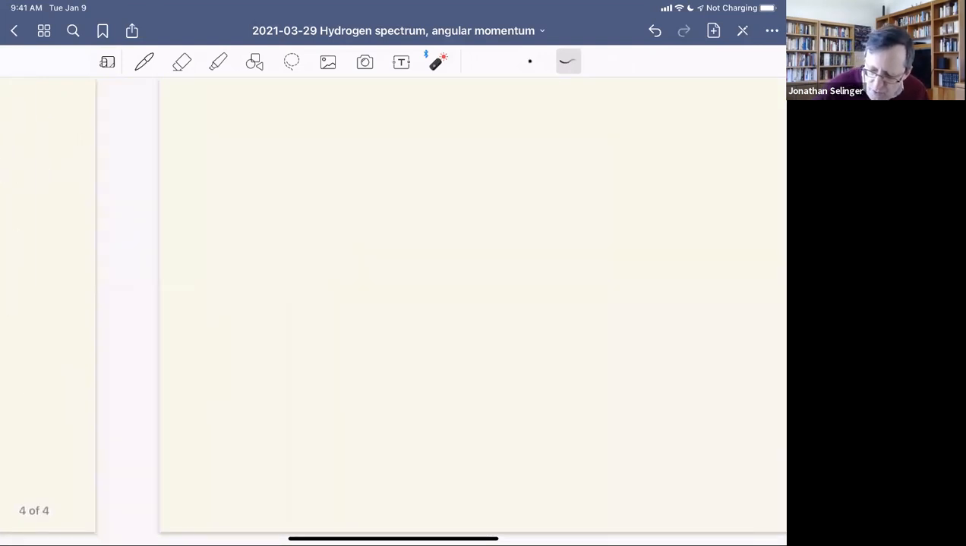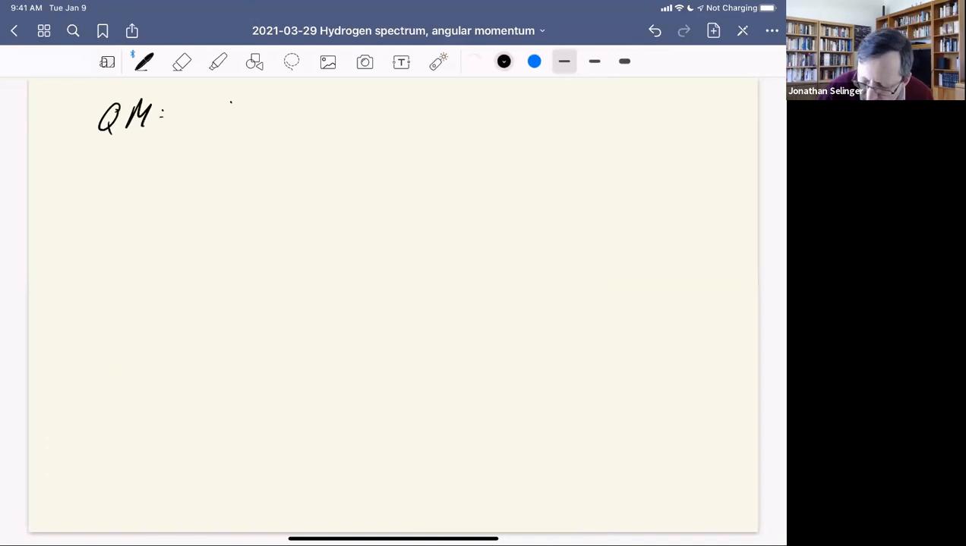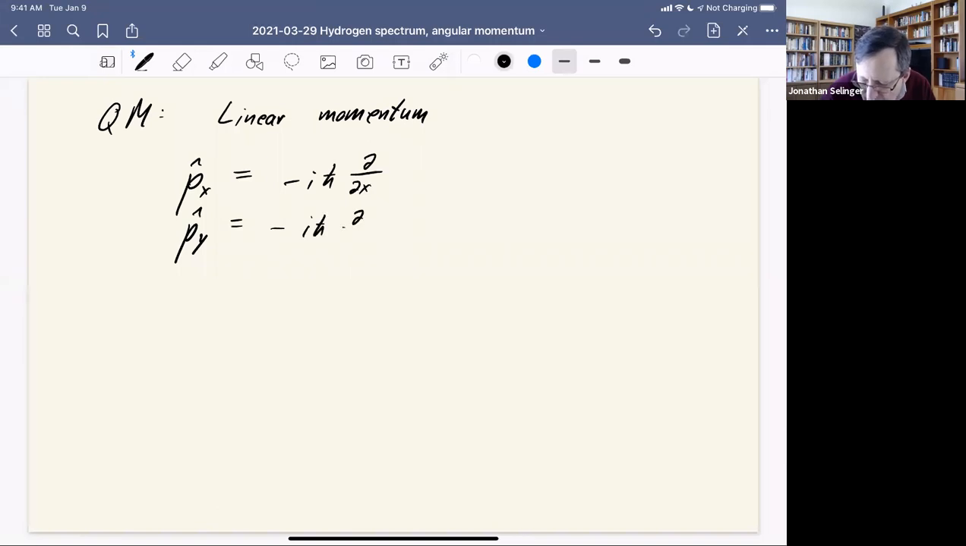Okay, so to do the quantum mechanics for linear momentum, we have already discussed each component of the linear momentum, right? That there's an x component, which is minus i h bar d by dx, and a y component, that's minus i h bar d by dy, and a z component, which is minus i h bar d by dz.